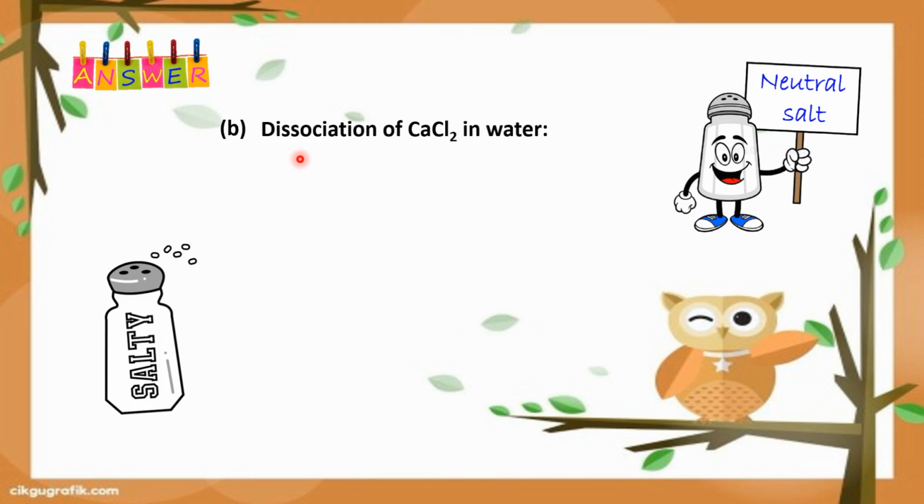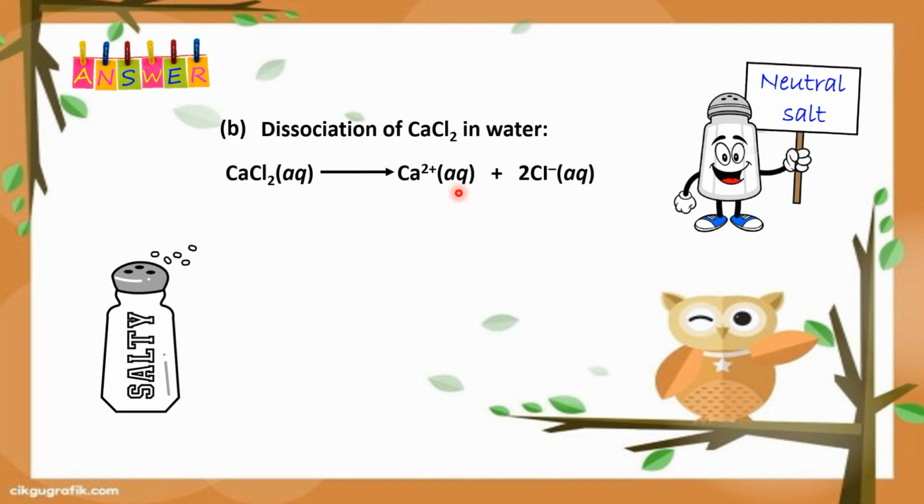Okay, for question B, first of all, we have to write the dissociation of calcium chloride in water. Since the question mentions solution, calcium chloride is in aqueous. It is 100% dissociated into calcium ion and chloride ion. Both cation and anion are in aqueous, and you have to balance the equation.